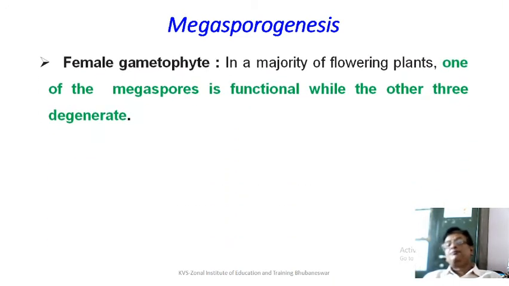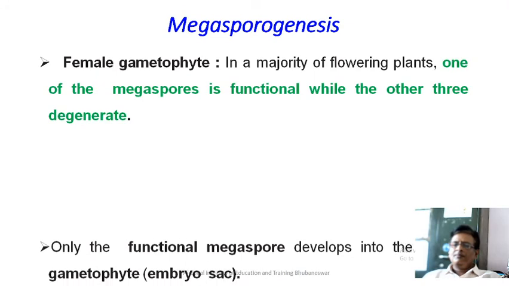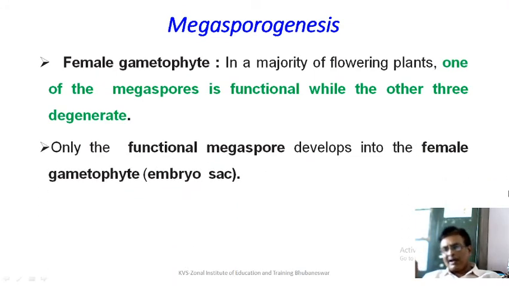Let us have a discussion on the female gametophyte. In the majority of flowering plants, one of the megaspores is functional, while the other 3 degenerate. In the last diagram, you have seen that there was a chain of 4 cells. Of them, 3 will degenerate, 1 will survive. In the majority of plants it happens. Only the functional megaspore develops into the female gametophyte. You call it the embryo sac.